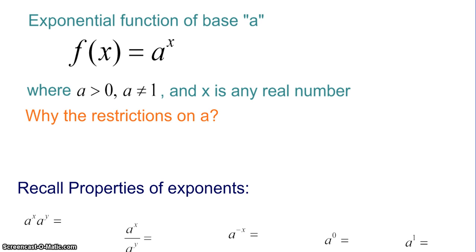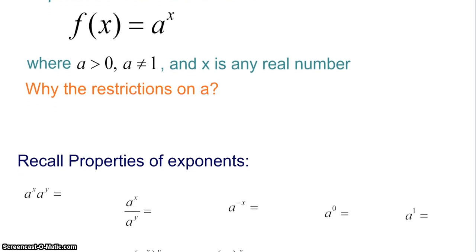So, an exponential function of base a. This is a generic exponential function, f of x equals a to the x, where a is some number greater than 0 but not equal to 1, and x is any real number. So let's think about, why do we need the restrictions on a?